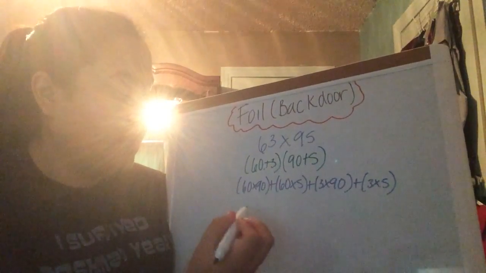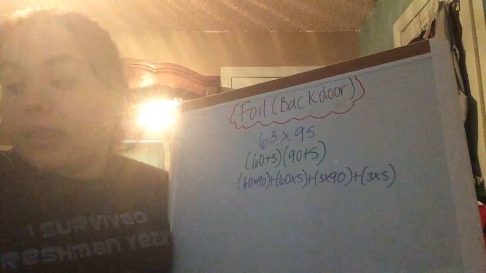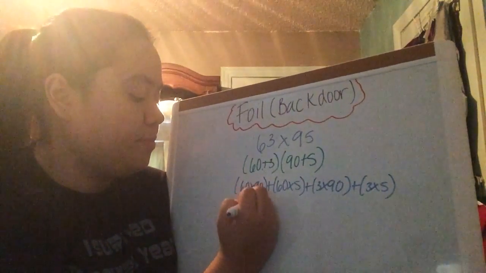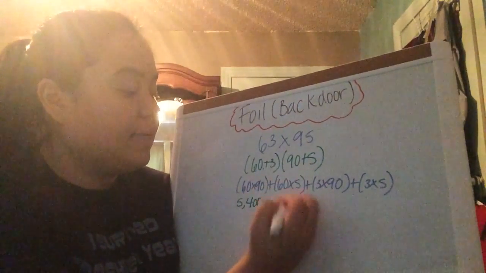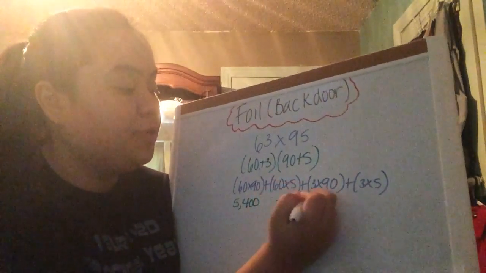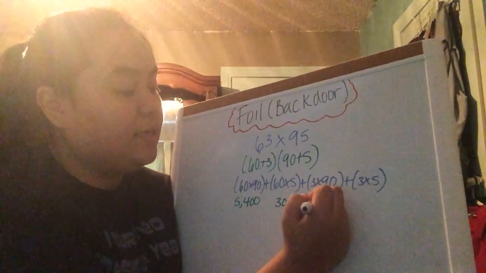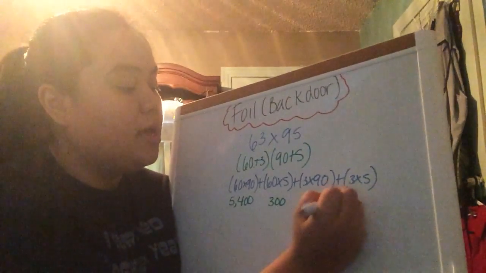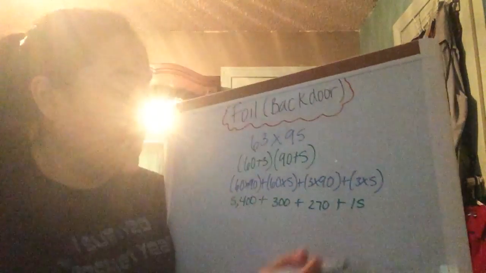So 60 times 90, we know that it is 5,400. 60 times 5 is 300. 3 times 90 is 270, and 3 times 5 is 15. So now that you have each one of those, you add it together.